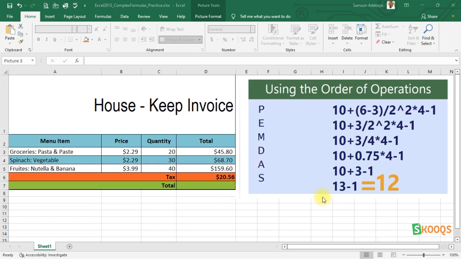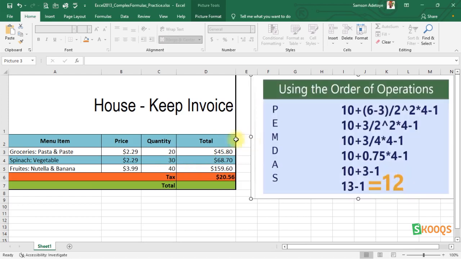So your final answer is 12. And that is the same answer Excel will give you if you enter that formula in your worksheet. So we are going to experiment with this worksheet I have prepared here. Now I'm going to show you why it's important that you follow the order of operations. If you don't do that, you will not get the answer correctly.